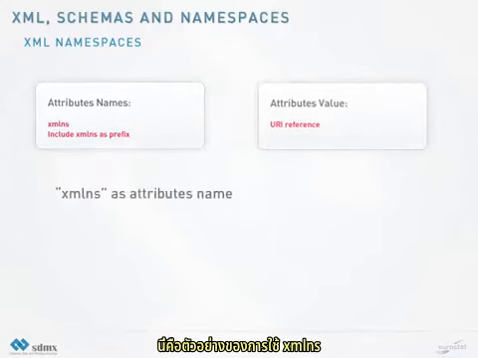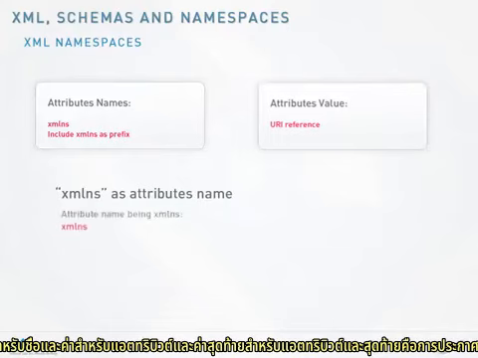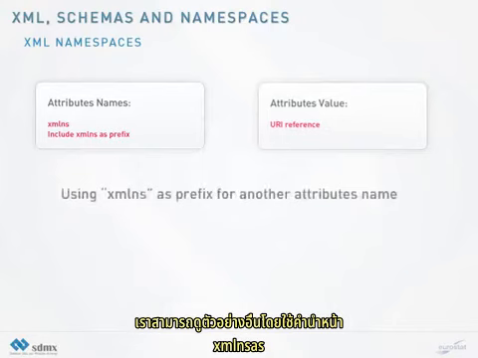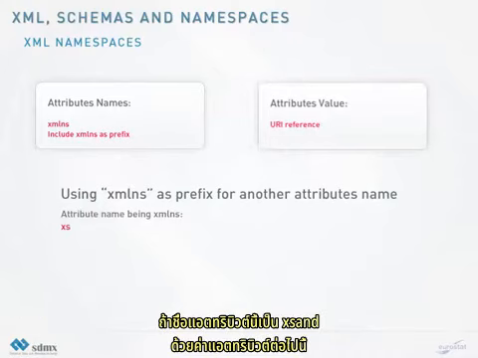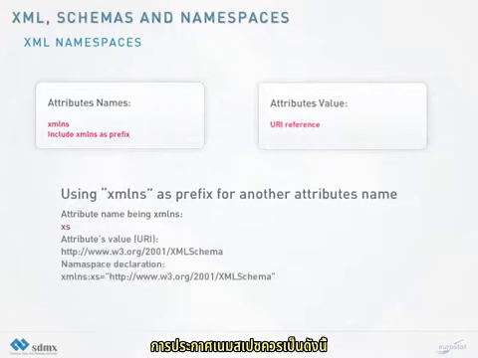Here, an example of using XMLNS as an attribute name. We have the value for the name and the value for the attribute, and finally the namespace declaration. We can see another example using XMLNS as prefix for another attribute name. If this attribute name is XS, and with the following attribute's value, the namespace declaration should be as follows.